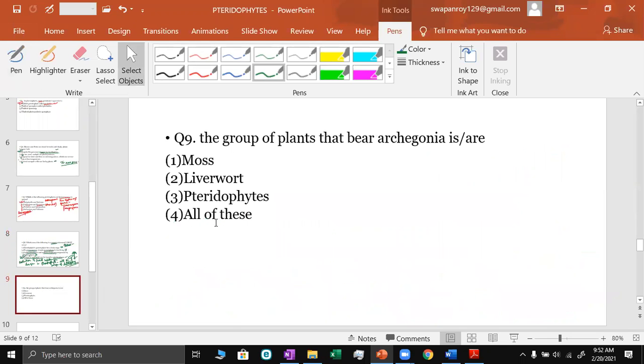Next, the group of plant that bear archegonia is? Moss, bryophyte, they have archegonia. Liverwort also produces female sex organ as archegonia. Archegonia is also produced in pteridophyte. So our answer will be all of these, number 4.